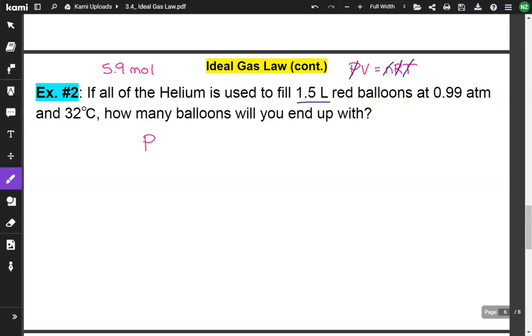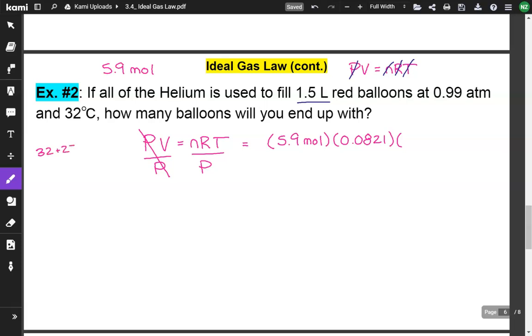So let's rearrange our equation. To get volume by itself, we're going to divide both sides by P. Okay, and then let's plug in what we have. So we have 5.9 moles, our proportionality constant, and then our temperature. 32 plus 273 gives us 305.